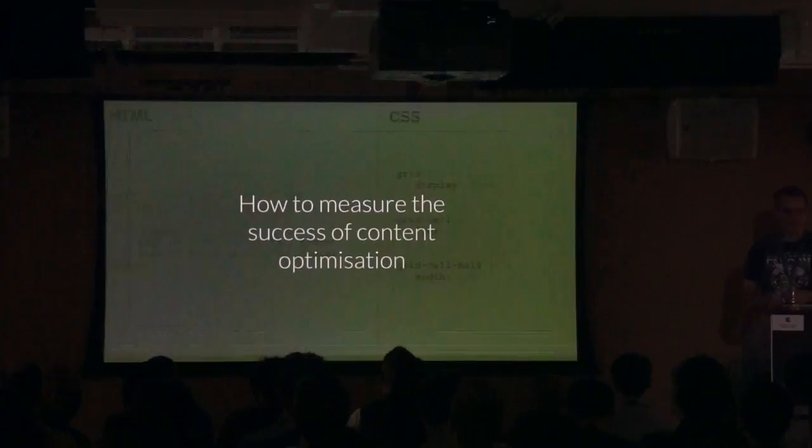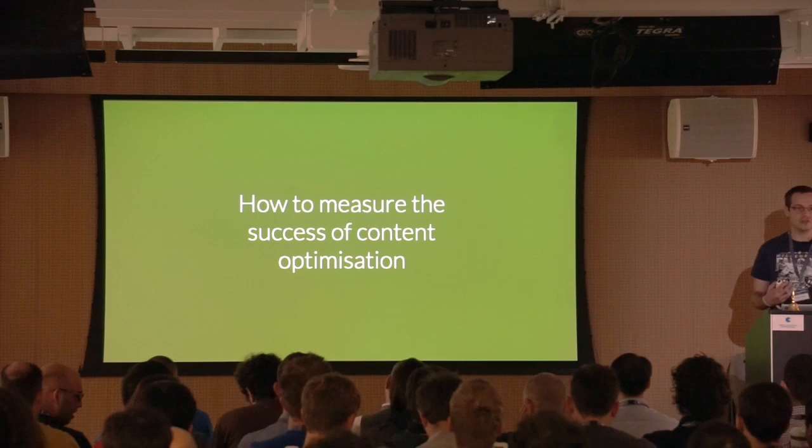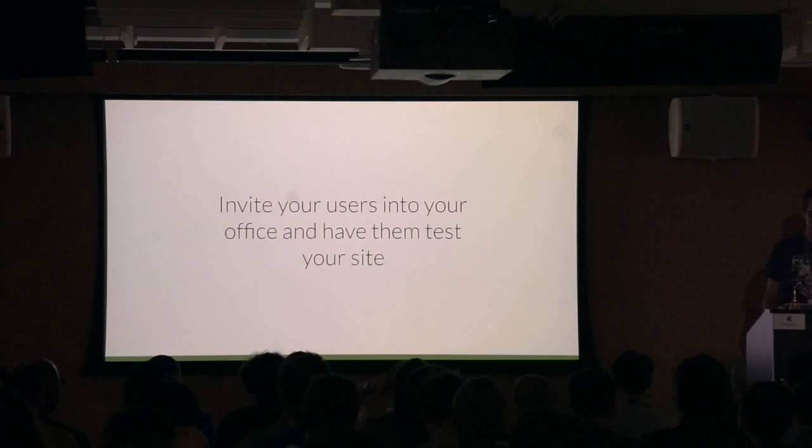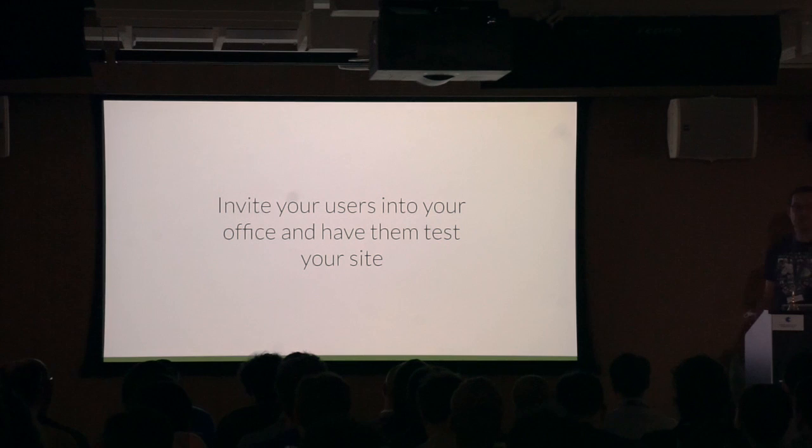So how do you measure the success of this content optimization? The simple thing to do is invite some users into the office to test your site. In asking users to test your site, you're able to measure their response to how you adapted the content to your site across each different device. You don't have to build your site to do this. What you can do is simply take them through your wireframe.